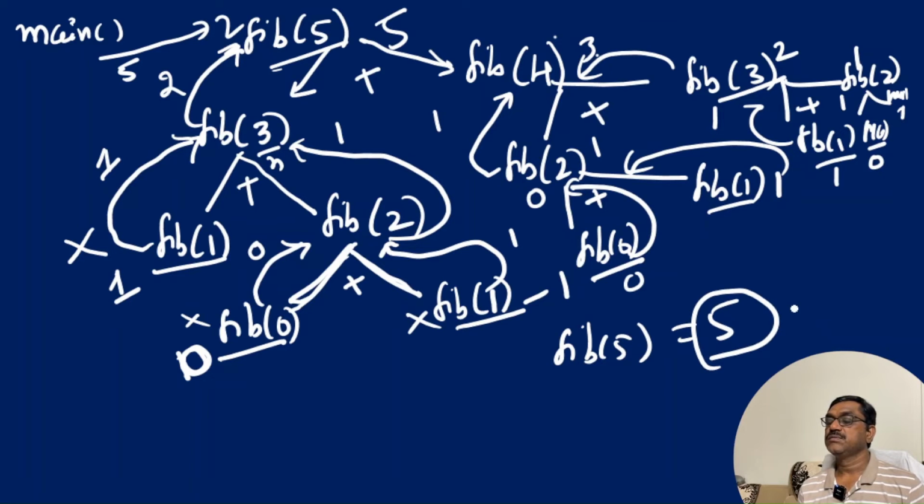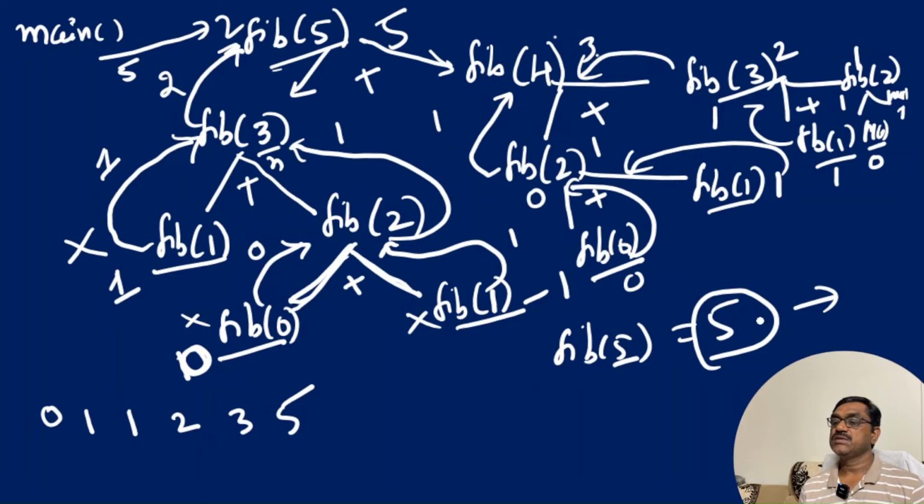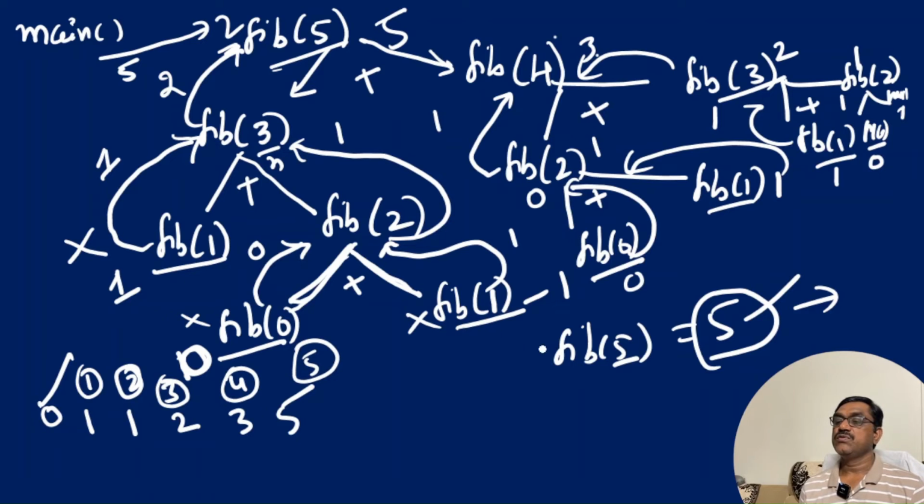How is it printed? Let us see. The Fibonacci number series is 0, 1, 1, 2, 3, 5. You see this. Now, when you give n value 5, it is giving 5. What is the meaning? This is the 0th Fibonacci number, this is the first, this is the second, this is the third, this is the fourth, and this is the fifth Fibonacci number. When you give n equals 5, it is giving the fifth Fibonacci number. The answer is 5.